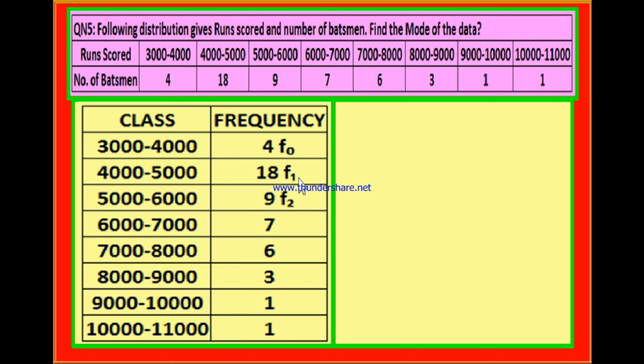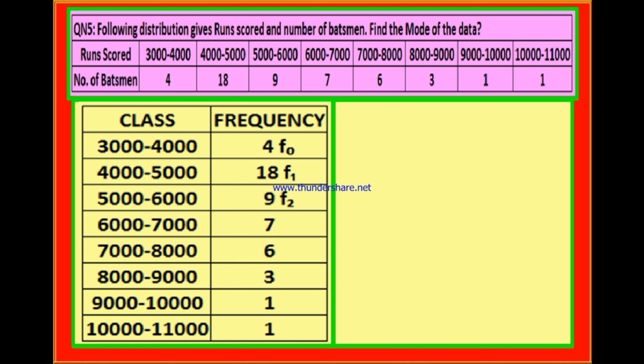Therefore, you can consider this 18 as F1. The frequency above F1 is F0, and the frequency below F1 is F2. Therefore, F1 is 18, F0 is 4, and F2 is 9. Now, what is the lower boundary of the modal class? The modal class is 4000 to 5000, so the lower boundary is 4000. Therefore, L is equal to 4000.